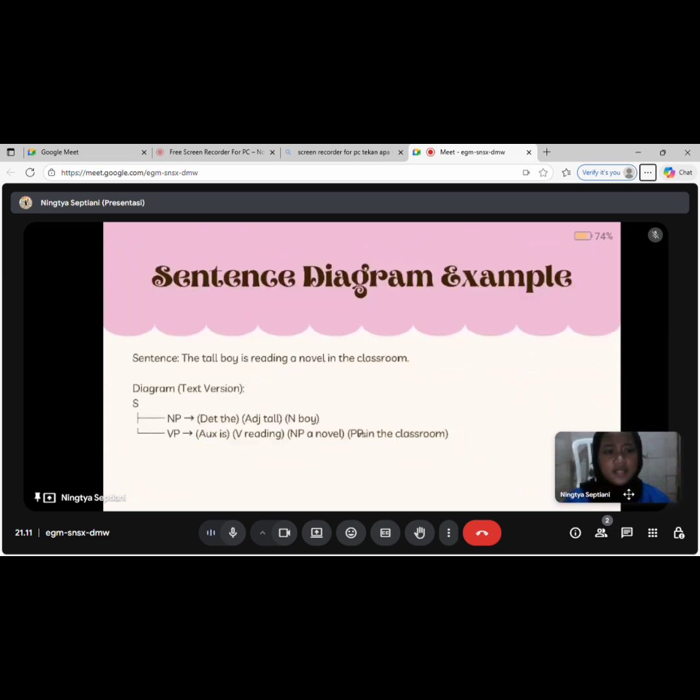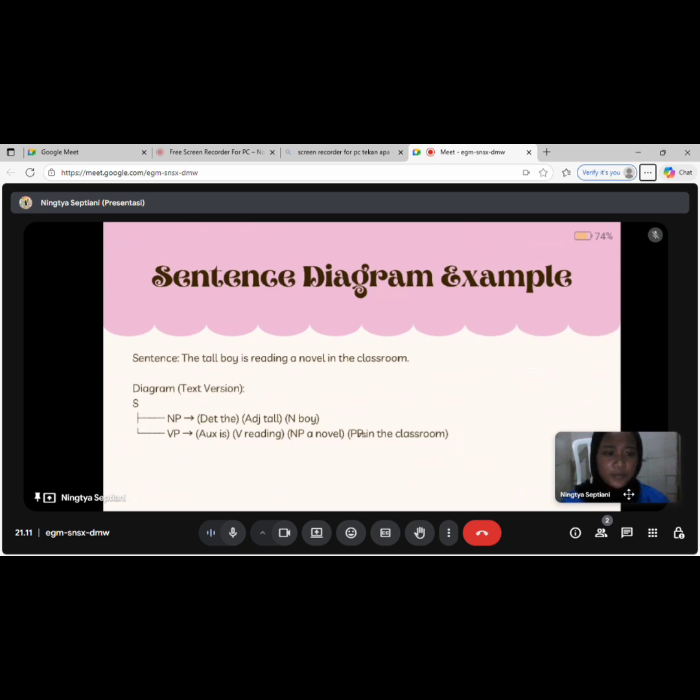Now, let's talk about the sentence diagram. It is a visual way to show how words are connected in a sentence. In the diagram, the subject and predicate are placed on the main line, while adjective, adverb, and preposition parts are placed on lines below.